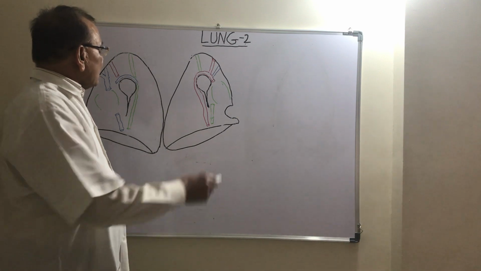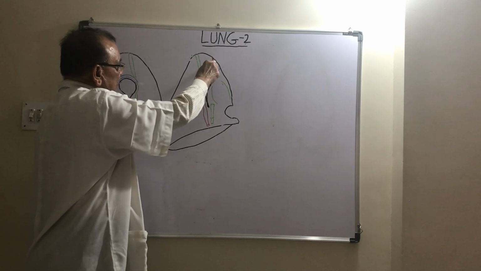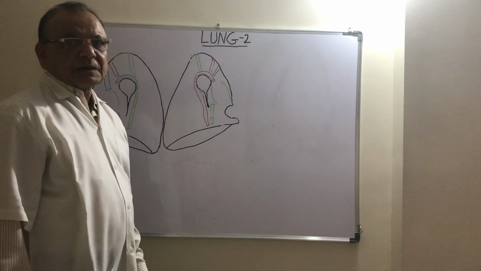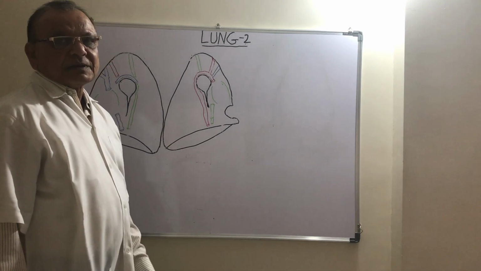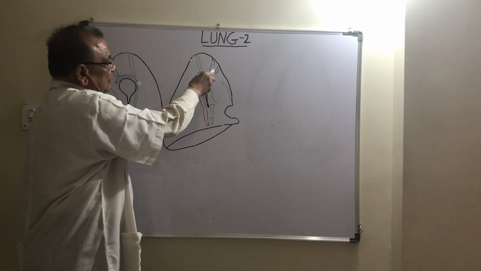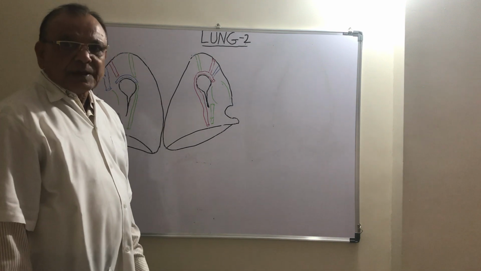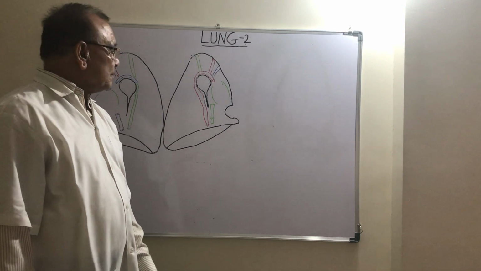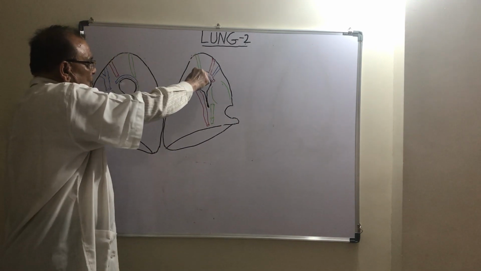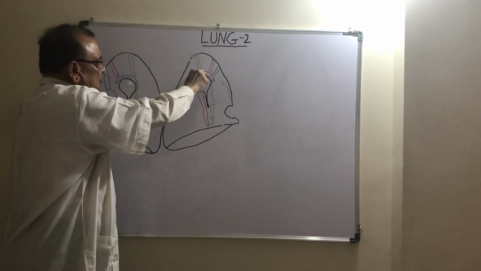Now, in front of the apex and above the arch groove, there is a vertical groove, and this vertical groove is produced by the left subclavian artery. Now, in front of the groove for left subclavian artery, there is another vertical groove, and this vertical groove is produced by the left brachiocephalic vein.